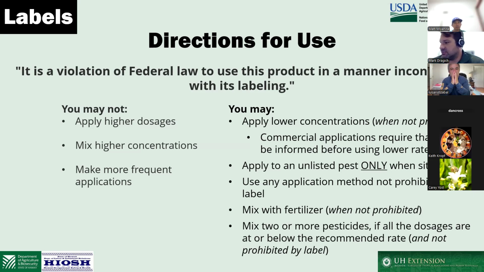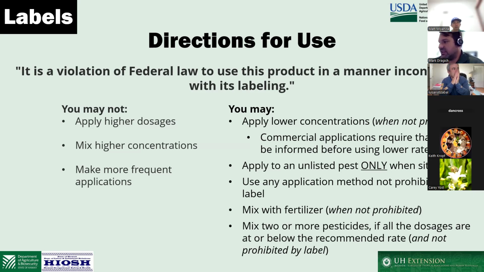You may apply to an unlisted pest only when the site is listed. Site in the pesticide world is like your crop. But remember, there are other pesticide industries other than agriculture. There are structural people, where it'll say patio or table or door frame or something like that. That's your site. So if the site is listed, and it does not say aphids, for example, it says mealybugs on the label, you can still spray for aphids. You're just not sure it's going to work or not, as long as your crop is there.